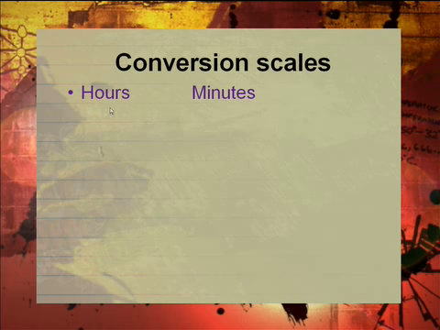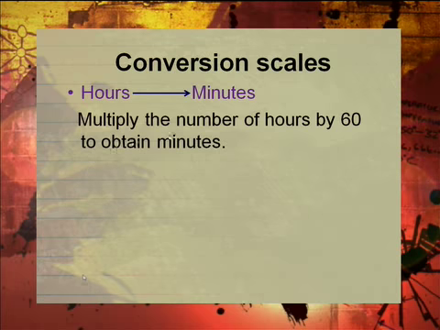We have hours to minutes. So what do we do there? Hours to minutes, you multiply the number of hours by 60, then you'll get minutes there. Remember, you have 60 minutes in an hour. So you're multiplying the number of hours given by 60, then you'll get minutes.